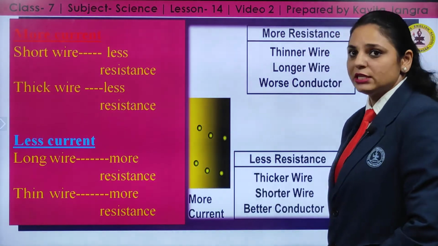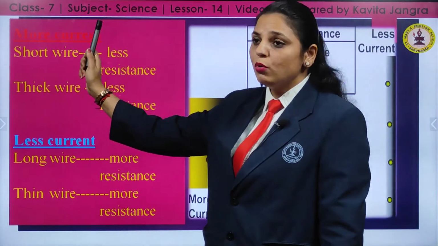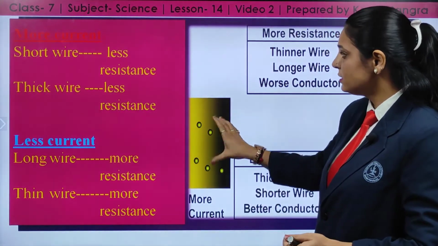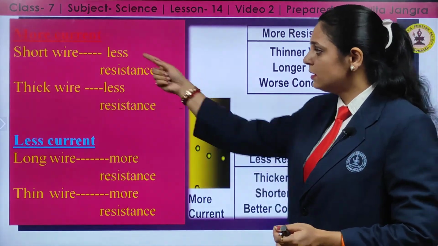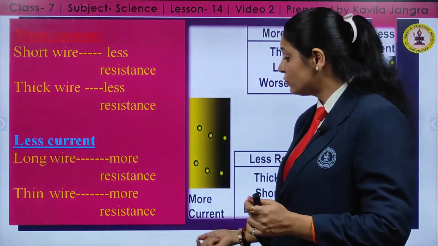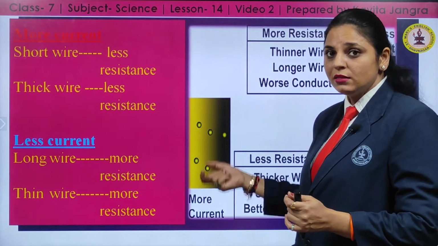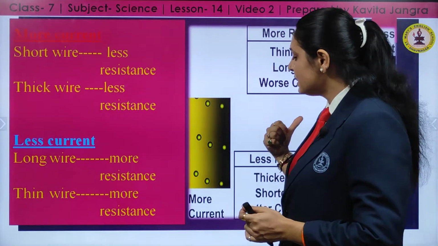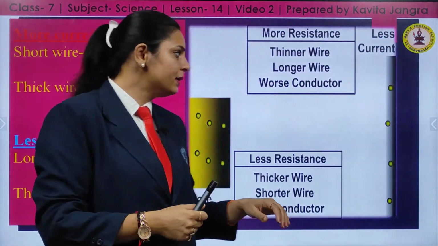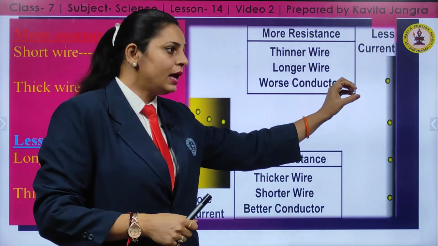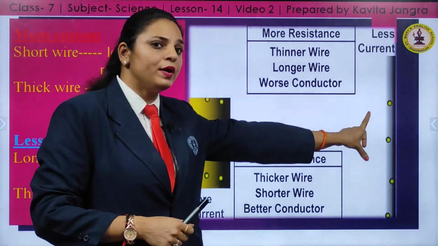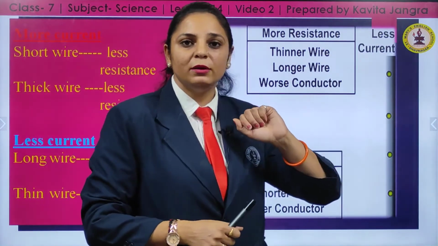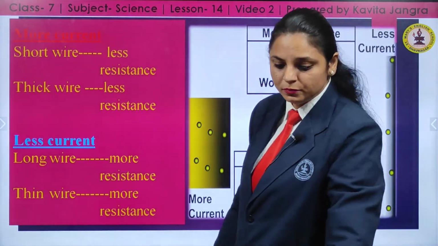So this was the thing I was explaining to you, that more current flows in which case? If your wire is short and thick, that means less resistance. With less resistance, the flow of electrons is very easy, the current will easily flow, and more current will flow. On the other side, if the wire is thin and long, in this case the resistance is high, and less current will flow.